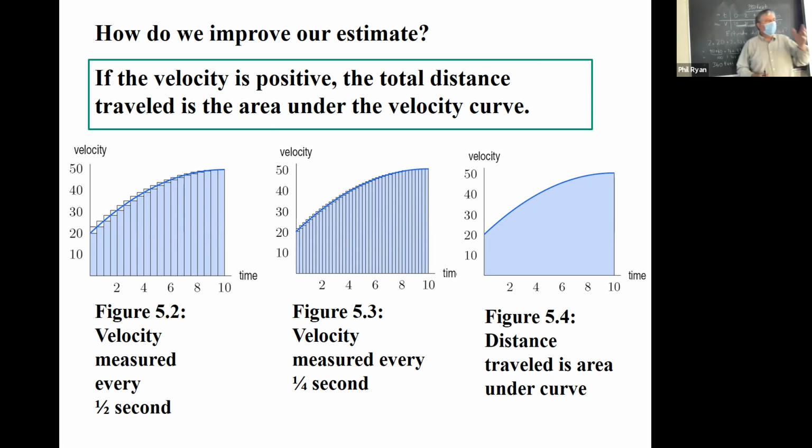Just like the velocity, so the distance traveled is the area underneath the velocity curve, just as velocity is the slope of the distance curve. So you're going from slope to distance, slope to area. Okay, so that's, again, another important concept that we're dealing with.